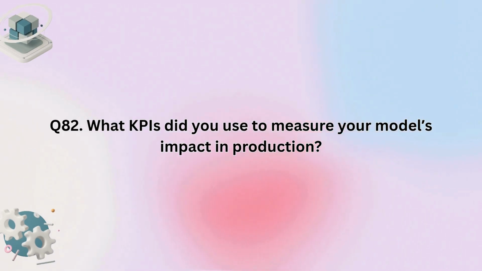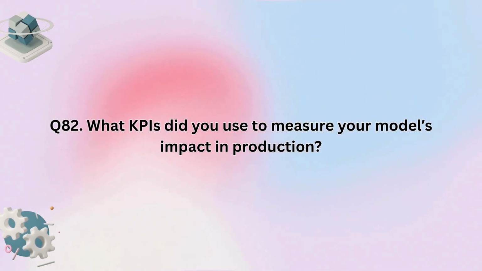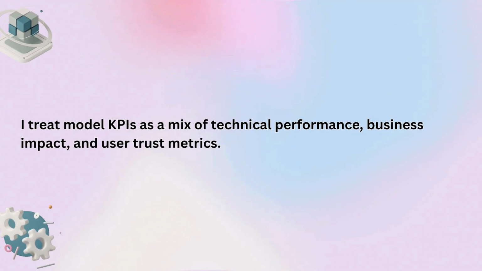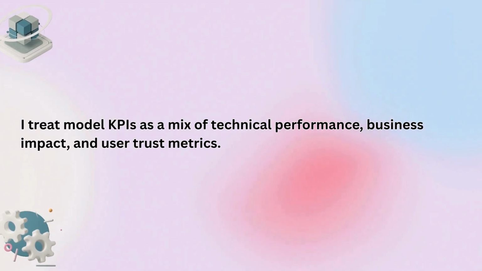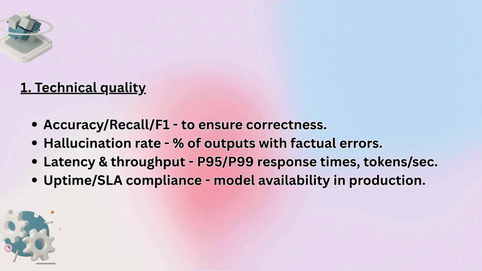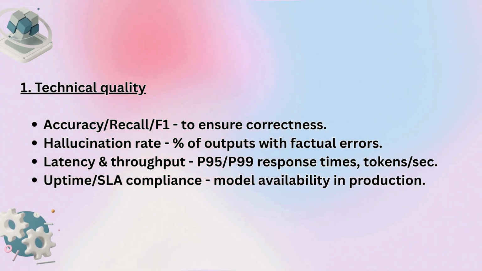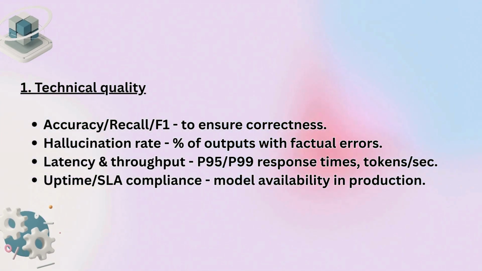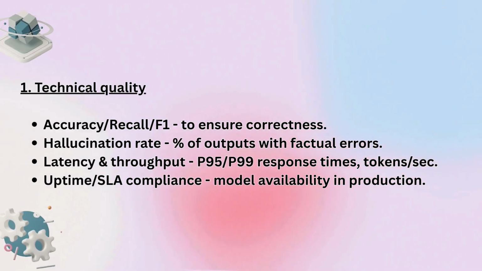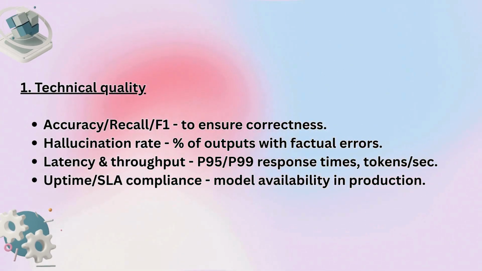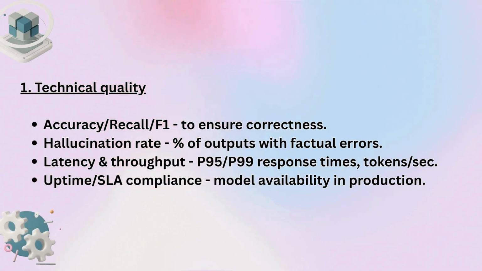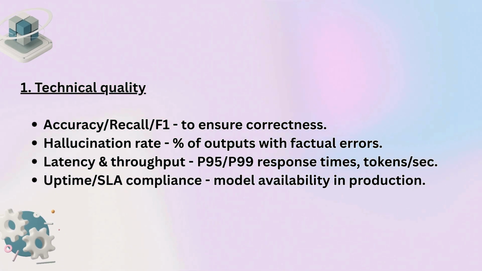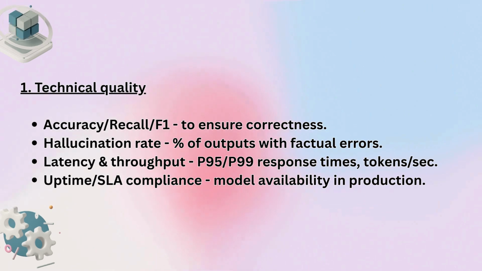What KPIs did you use to measure your model's impact in production? I treat model KPIs as a mix of technical performance, business impact, and user trust metrics. 1. Technical quality: accuracy, or recall, or F1, to ensure correctness. Hallucination rate: percent of outputs with factual errors. Latency and throughput: P95/P99 response times, tokens per second. Uptime, SLA compliance: model availability in production.